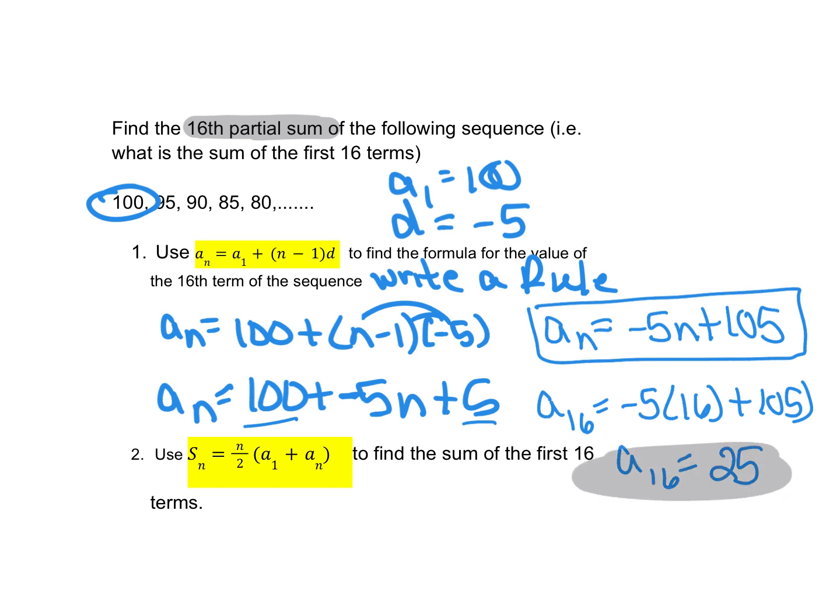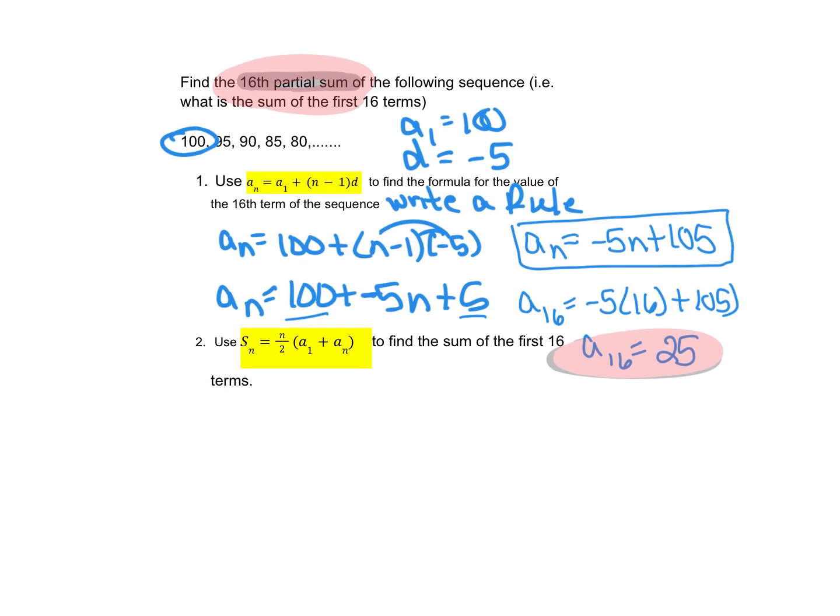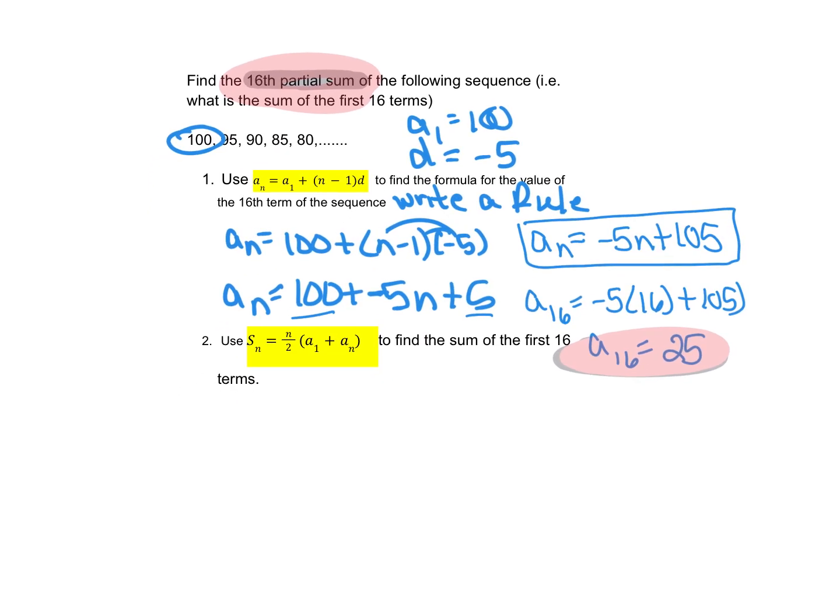Okay, so that's going to be one of the things. If we are finding the 16th partial sum, we need to know the 16th term because that's where we're going to end. So if we're going to find our sum using our formula, we're going to find the sum of the first 16. Okay, so anywhere we see an n, we're going to put in a 16.